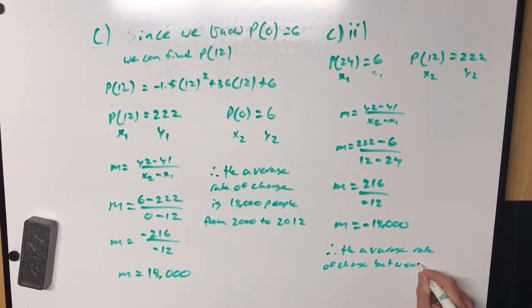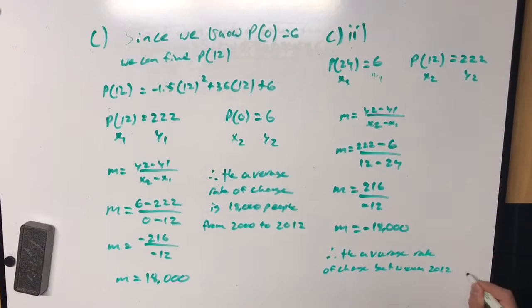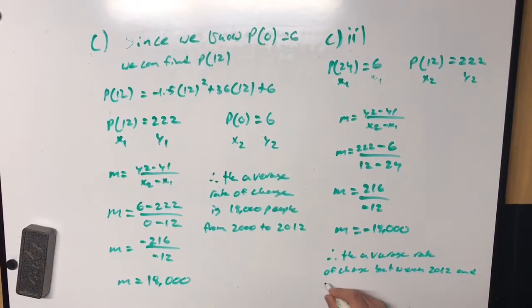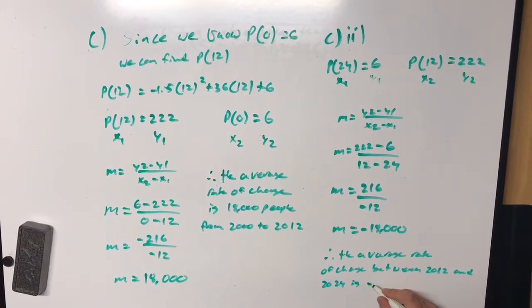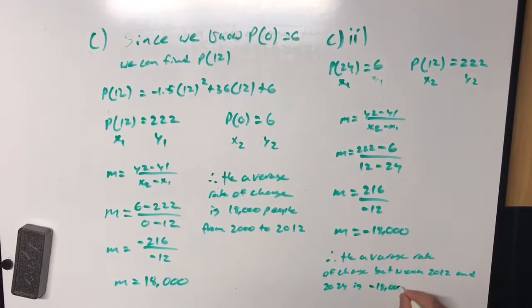Remember to always add your therefore statements to get full marks. So therefore, the average rate of change from 2012 to 2024 is negative 18,000 people a year.